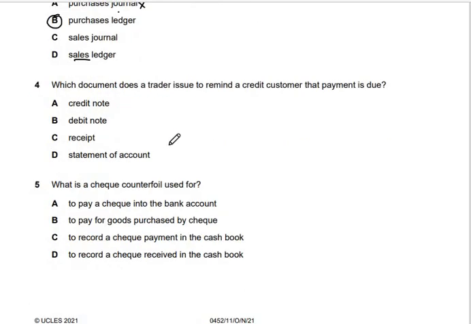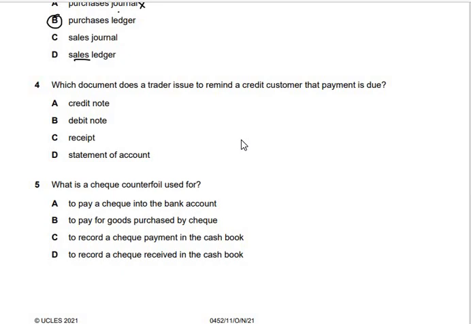Question number 4. Which document does a trader issue to remind a credit customer that the payment is due? Right. When you are reminding the customer for the payment due, don't send a credit note. A credit note is when you are reducing the amount that the customer owes you on the invoice previously issued, for overpayment or for returns or damaged goods.